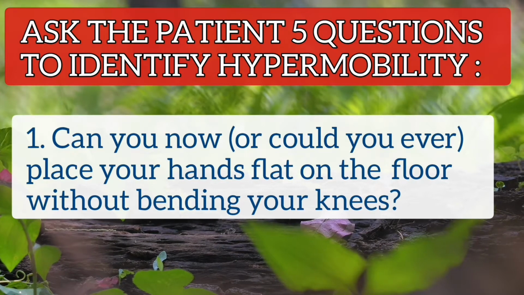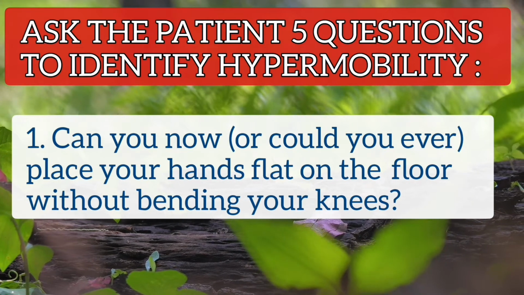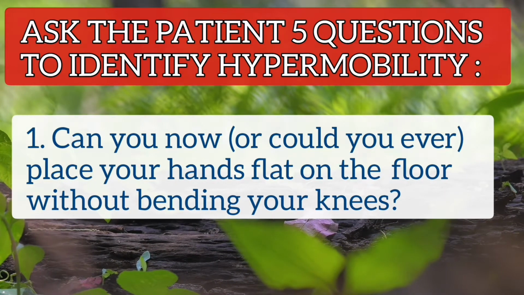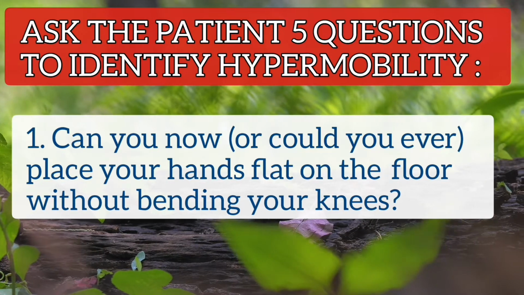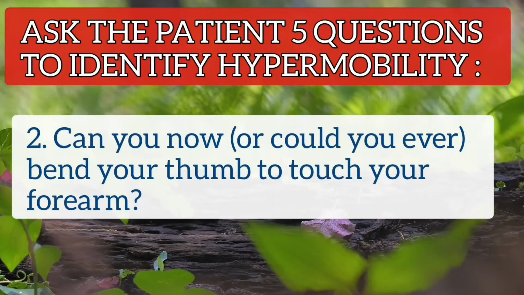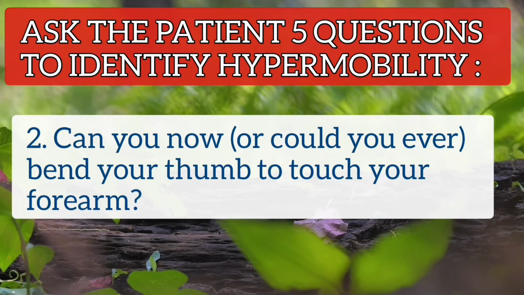In a patient with Ehlers-Danlos syndrome, always ask 5 questions to identify hypermobility. The first one is, can you now or could you ever place your hands flat on the floor without bending your knees? Second question to ask is, can you now or could you ever bend your thumb to touch your forearm?